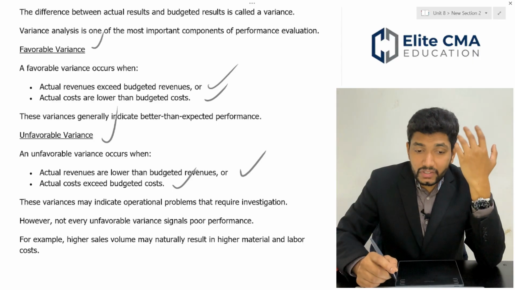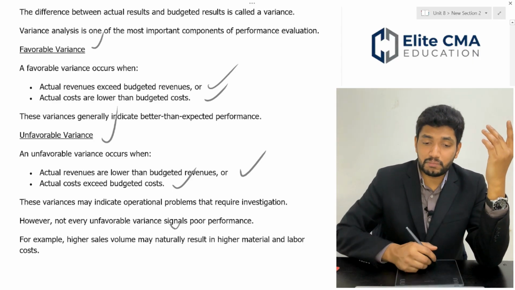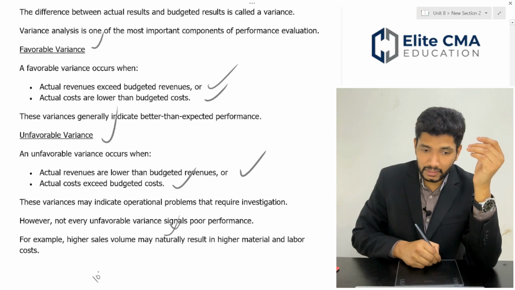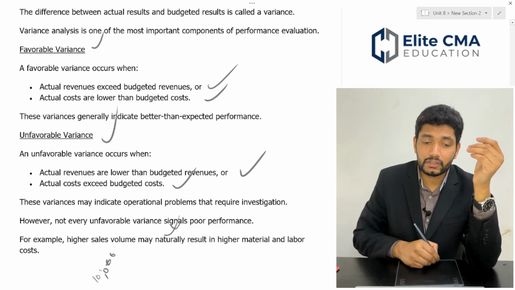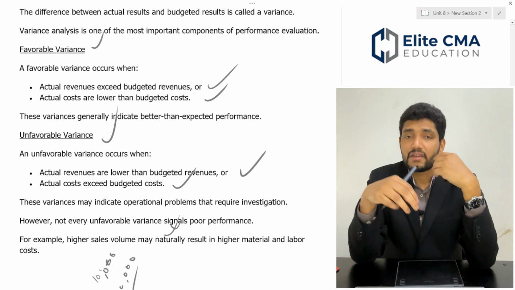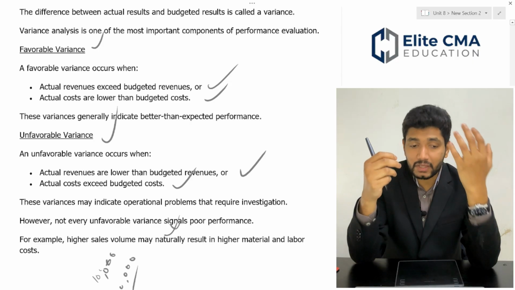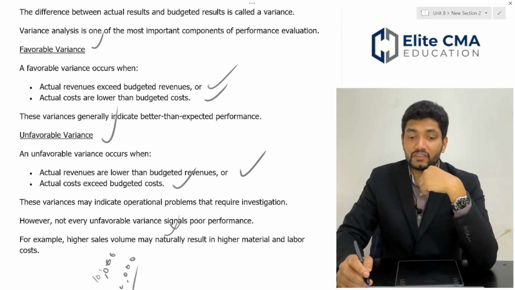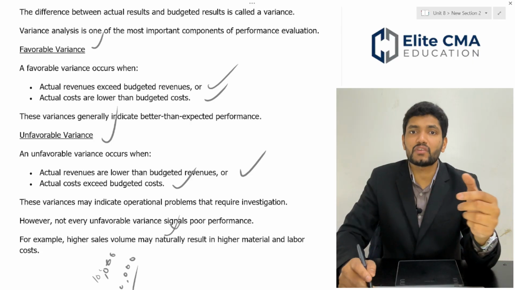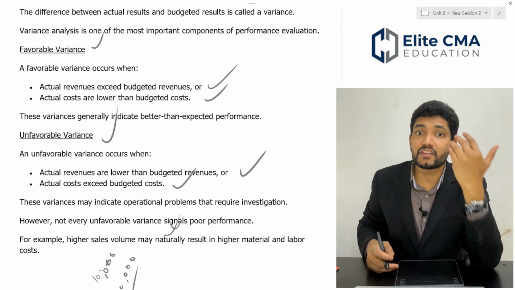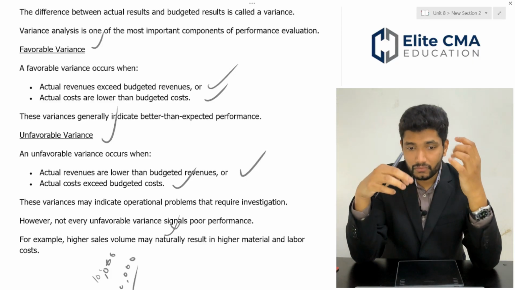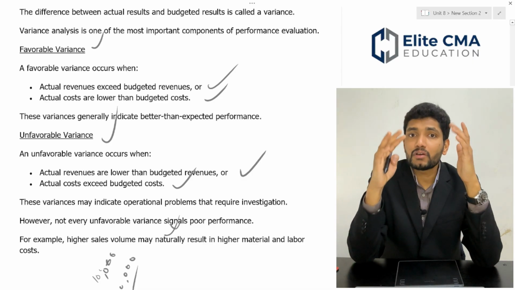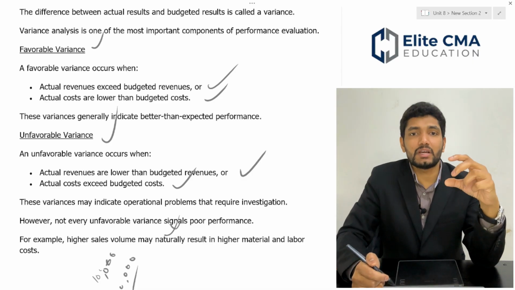Again, not every unfavorable variance signals poor performance. Suppose the company initially planned to sell 10,000 pieces and the company sold 20,000 pieces. Naturally, you will have a higher material and labor cost. So we cannot consider all unfavorable variances as a signal of poor performance. This requires independent analysis to see whether these unfavorable variances are the result of poor performance or the result of different activity levels.